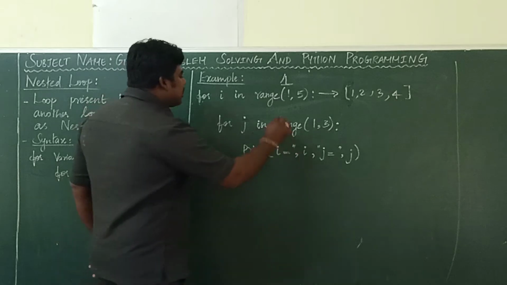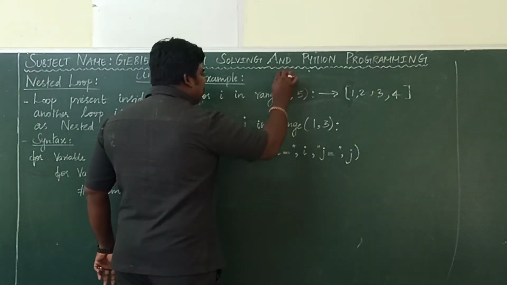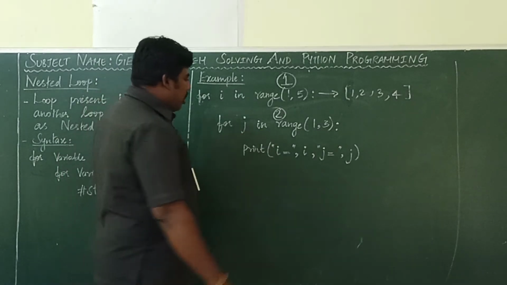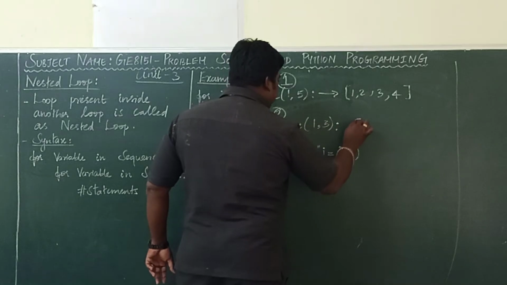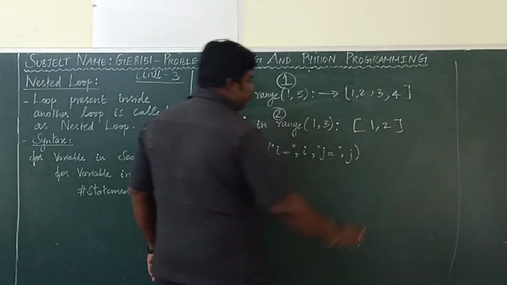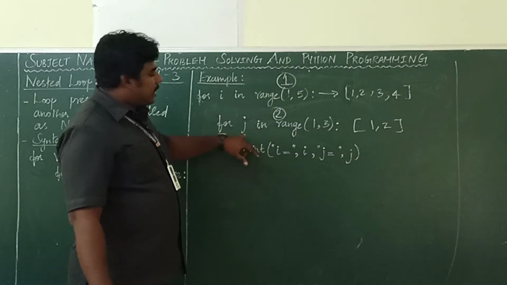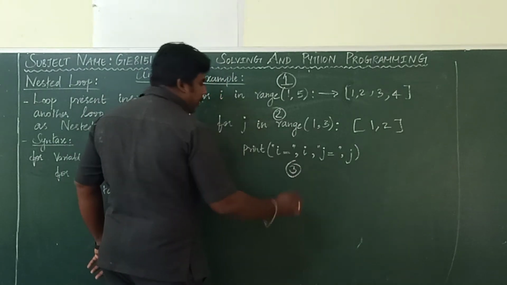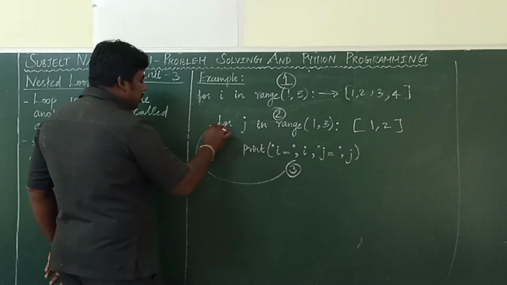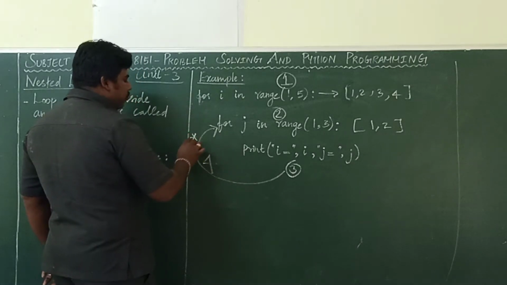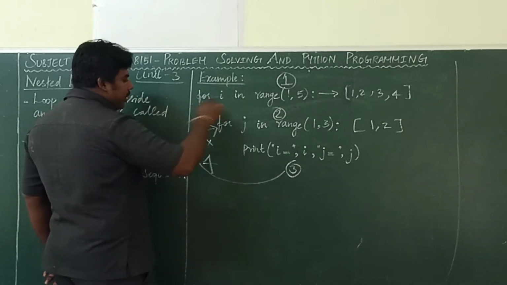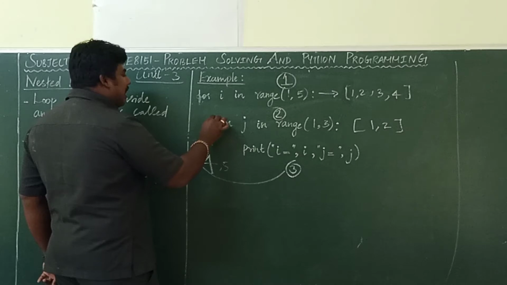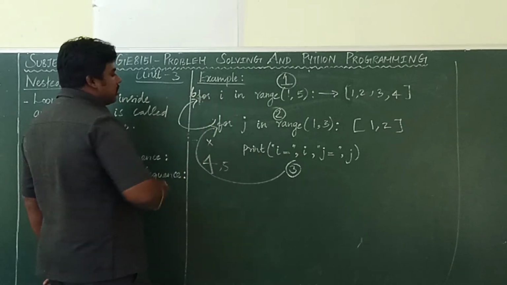Then this line is the second step. For j in range of 1 comma 3. So it will create 1 comma 2. So this is the second step. Then this is the third step. It will print. Then this is the fourth step, fifth step, and so on, till this condition fails. Then once the condition fails, it will go back again. This is the sixth step.